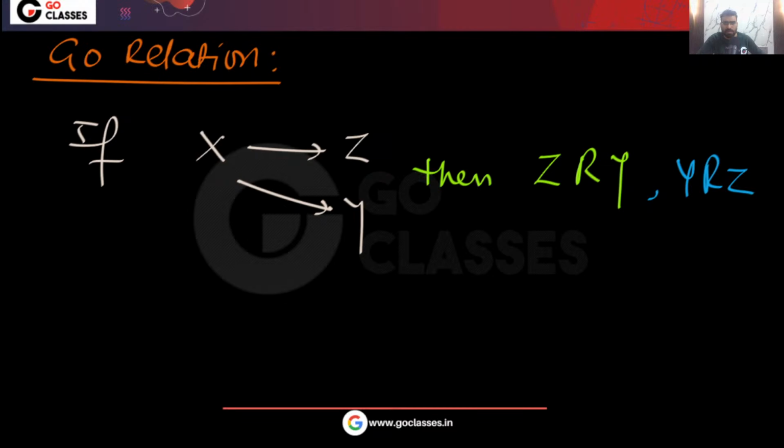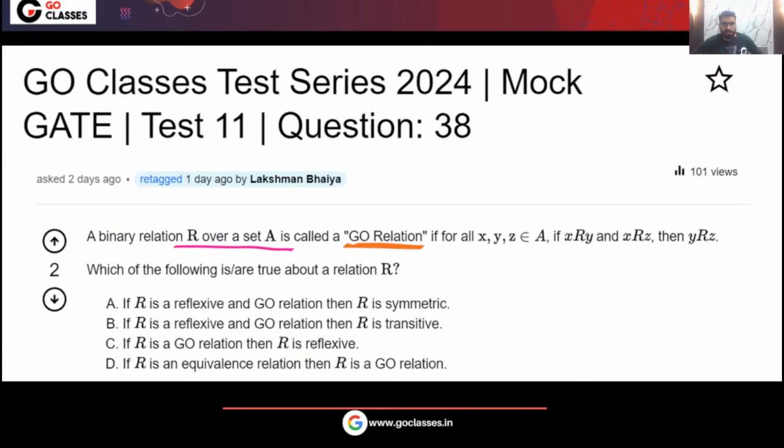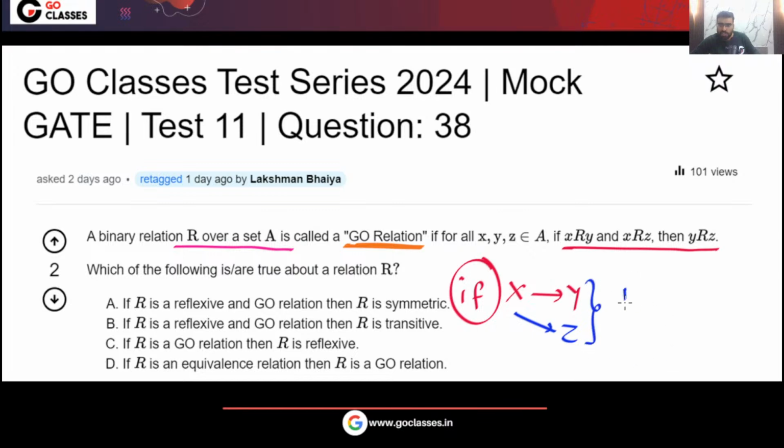Is this clear? Did you understand? Please tell me. See, here this is given to you: if x is related to y and x is related to z, if these two things happen, then I can say y will be related to z. But you can see that this same statement I can also write.